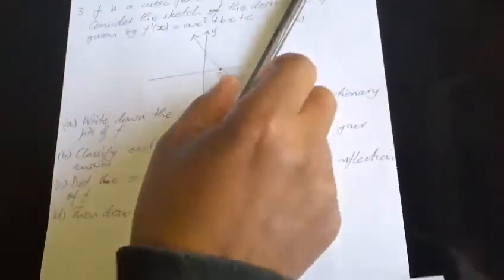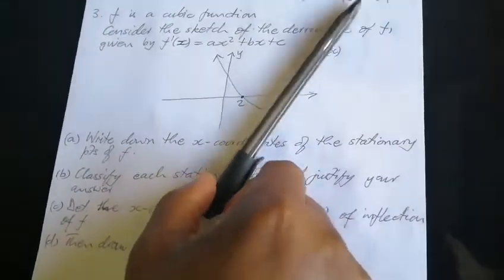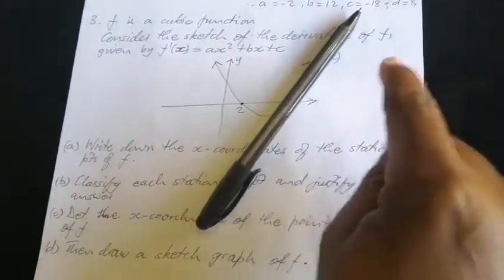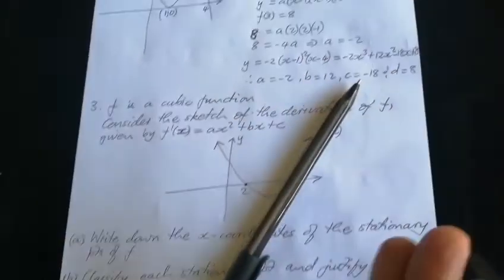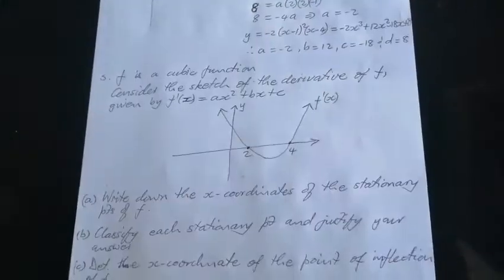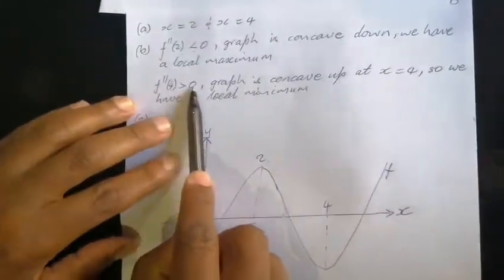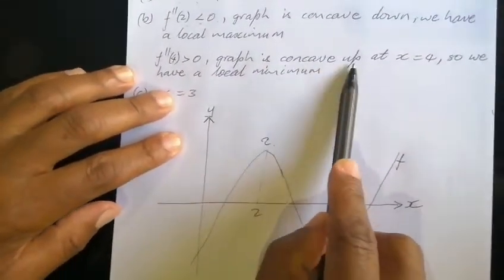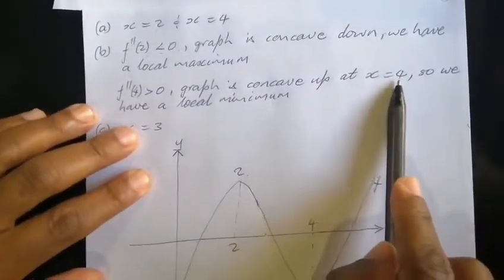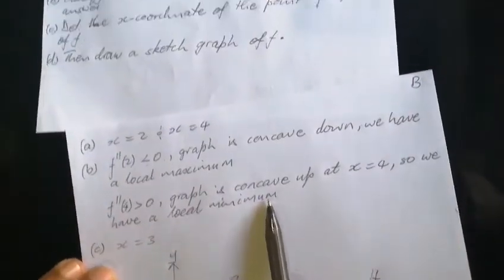And again, if we place a tangent at that point, which is the gradient of the quadratic function, which is f dash of x, it is tilting to the right. Therefore, we have a positive gradient. So f dash dash at point 4 is greater than 0. Graph is concave up at x equal to 4. So we have a local minimum.